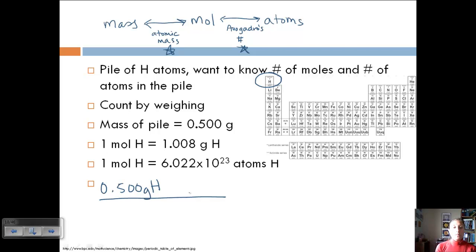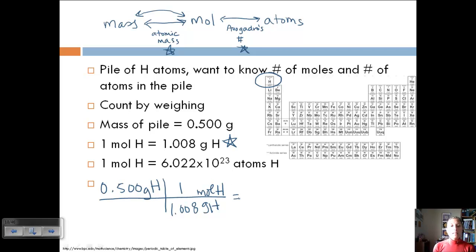Okay, so if we're going to start with grams, here's our dimensional analysis. We know we want grams on the bottom, and we know a direct conversion between grams and moles, and so we know we want moles on top. Well, based on the periodic table, the average atomic mass is 1.008 grams for every 1 mole of hydrogen. So that was this conversion factor. So if I wanted moles, I would just stop right there.